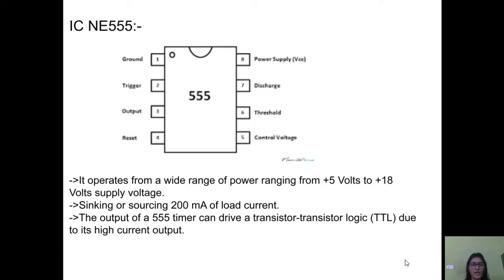First of all, IC NE555, you can see the image here. In IC 555, the first pin is ground, the second pin is trigger, the third pin is output, the fourth pin is reset, the fifth pin is control voltage, the sixth pin is threshold, the seventh pin is discharge, and the eighth pin is power supply. IC NE555 operates over a wide range of supply voltage, from 5 volt to 18 volt. It can source 200 milliampere of load current, and the output of the 555 timer can drive transistor-transistor logic, TTL, due to its high current output.